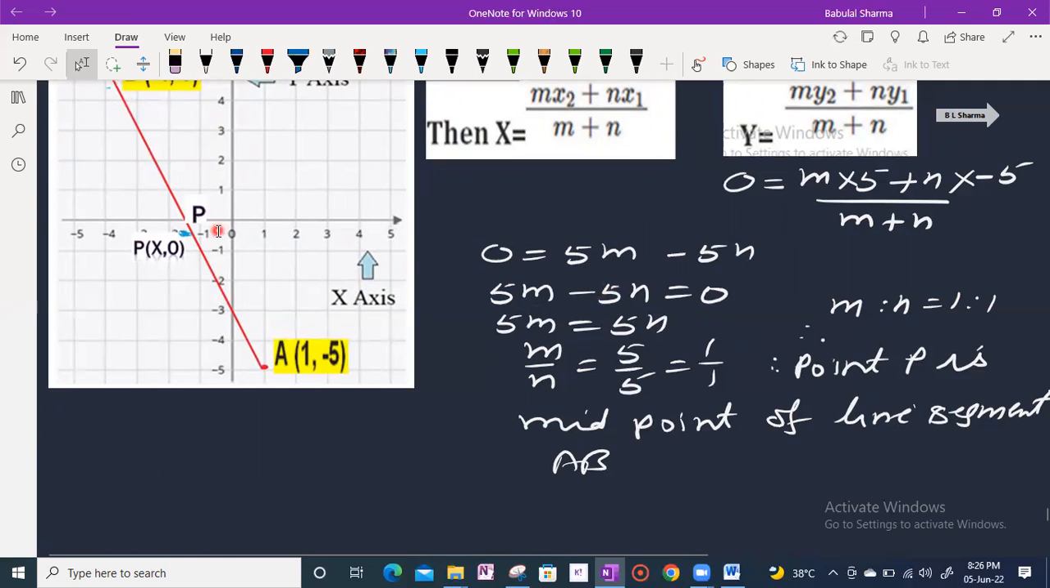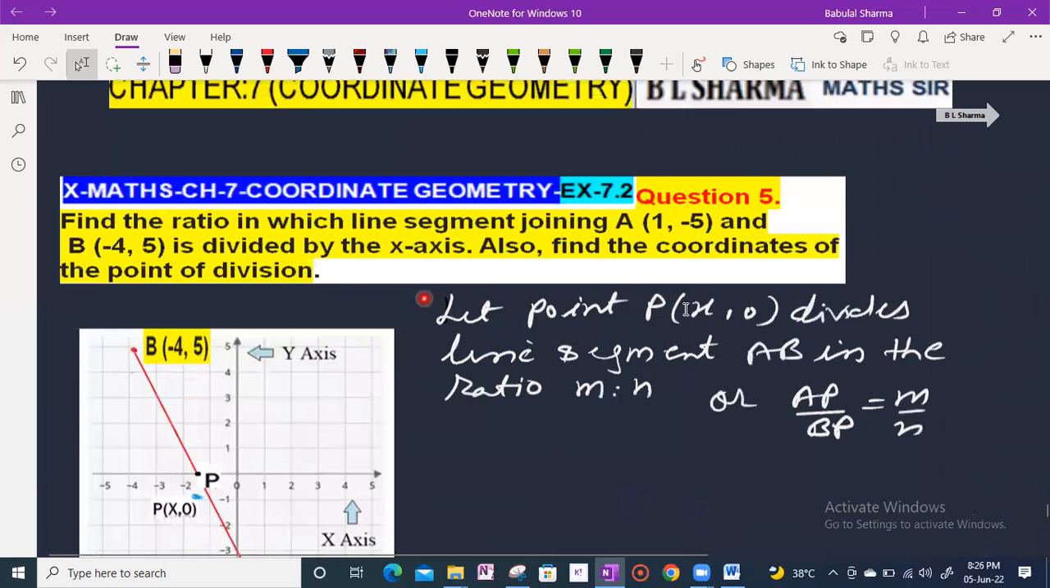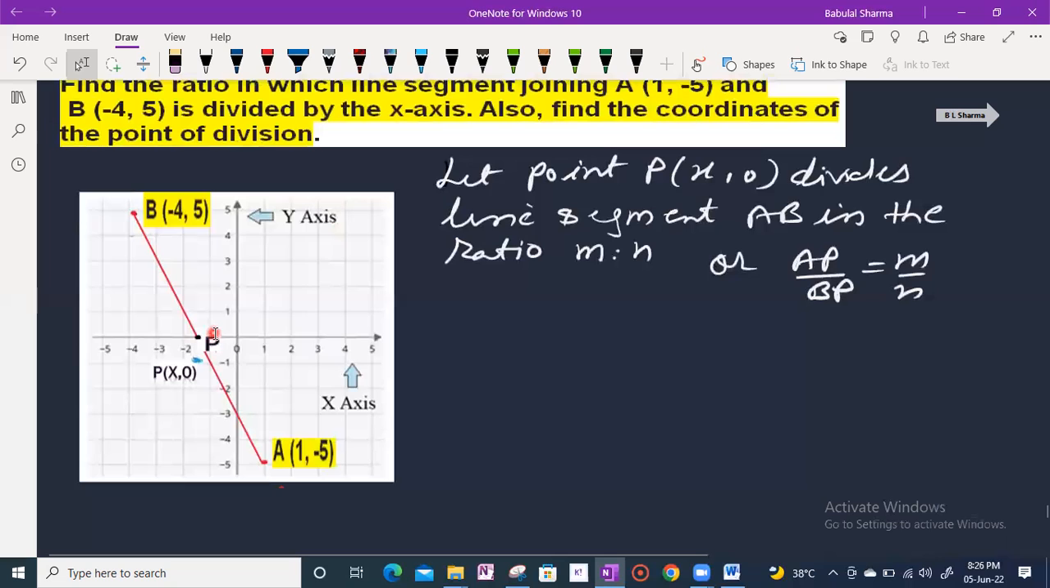क्वेश्चन ने पूछा था कि the point P which is on the x axis, in what ratio this point P divides the line segment AB. इसका मीनिंग ये हुआ कि A से P तक जितना डिस्टेंस है उतना ही डिस्टेंस B से P का हो गया, राइट. And now what is the second part of this question? Also find the coordinates of the point of division. इस पॉइंट P के हमें कोऑर्डिनेट्स फाइंड आउट करने होंगे.